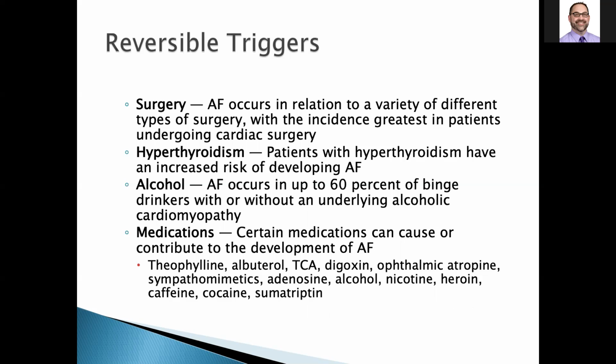Alcohol, so AFib occurs in about 60% of binge drinkers with or without underlying alcoholic cardiomyopathy. So if you have a patient that does drink quite a bit or binge drinks, you may need to counsel them on abstinence from alcohol to help decrease their risk of recurrent atrial fibrillation.